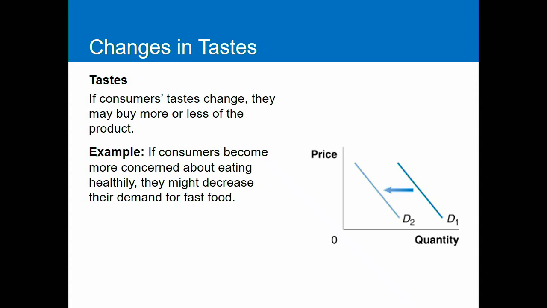Maybe they get a job and they have to now start dressing up more for work. That's going to be a change in their taste. So now they're going to demand less, say, like athleisure and more like professional clothing. So demand curve for athleisure is going to shift to the left. It'll decrease. Demand for like more formal clothing is going to increase.